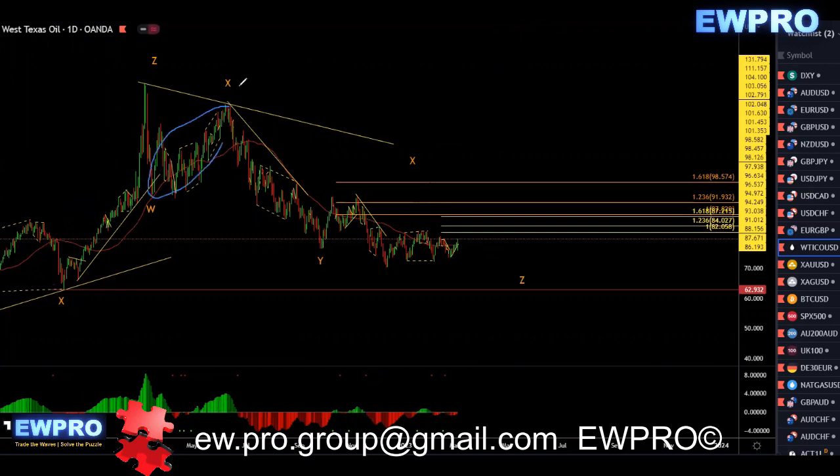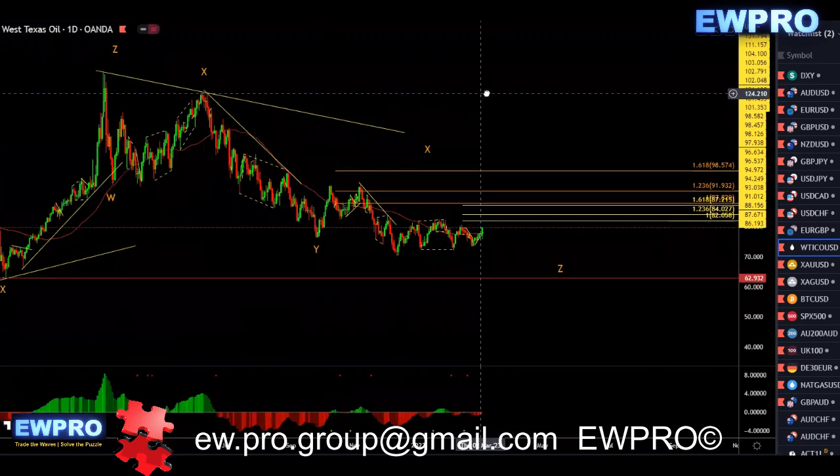We got a correction in here for X1 wave Y, and I was sort of looking for an A, B, C in here for X2 and then a Z down. Instead, this has become even more complex. It's just sitting down the bottom here instead of giving us a C up. So this is quite difficult to trade at the moment.